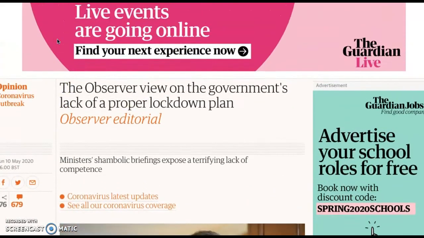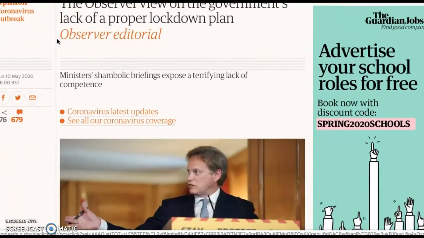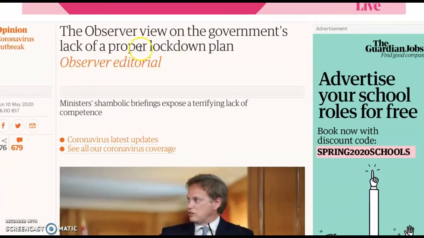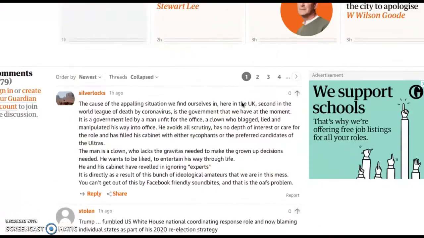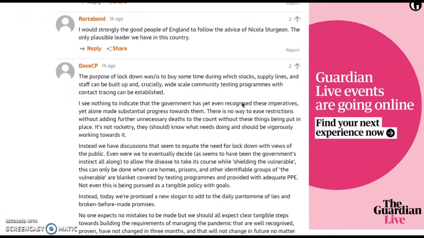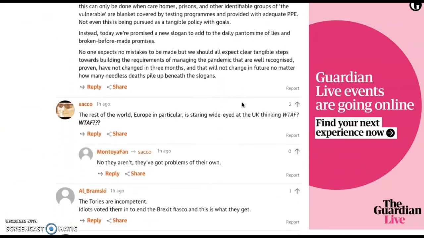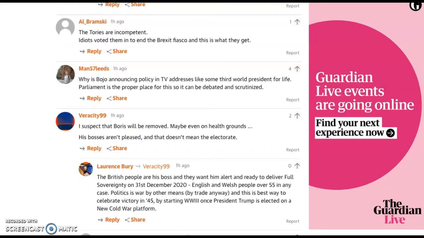Now, obviously, the idea of commenting on articles is not unique to the Daily Mail. The Guardian had its own ability to comment as well. In this particular article about the lockdown plan, there's 679 comments, much less than the Ramsay comment. And if we scroll down, this is the sort of thing that we're going to get. Again, slightly more politicized, but you do get your bashing commentary, as you would do on any news brand. The Tories are incompetent idiots, blah, blah, blah.